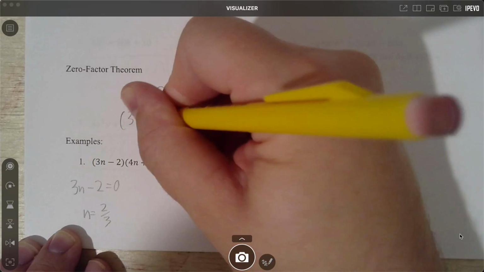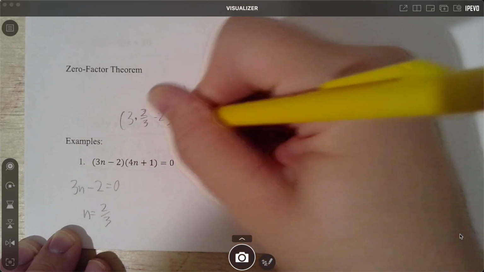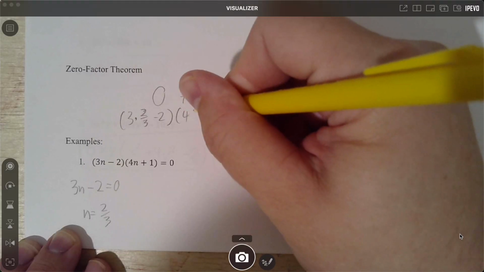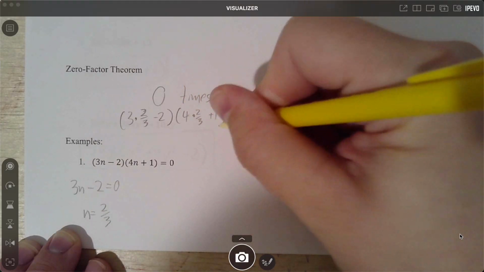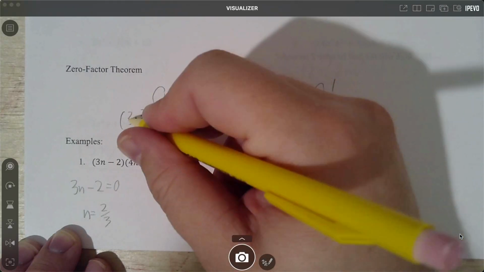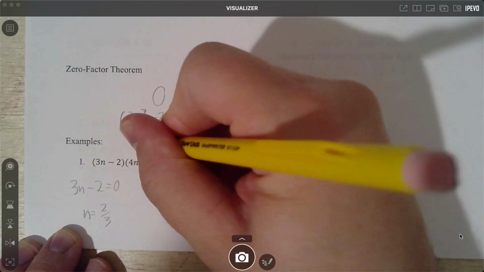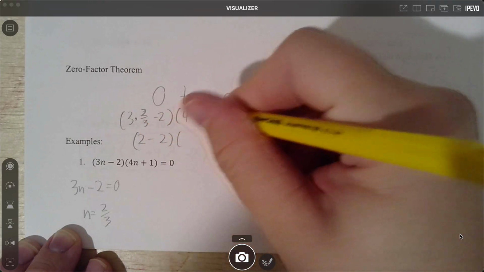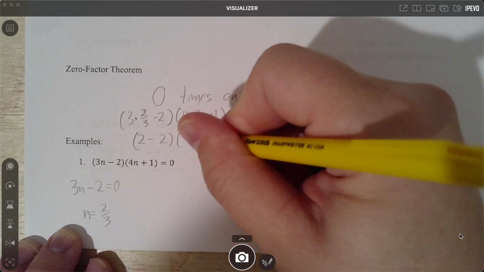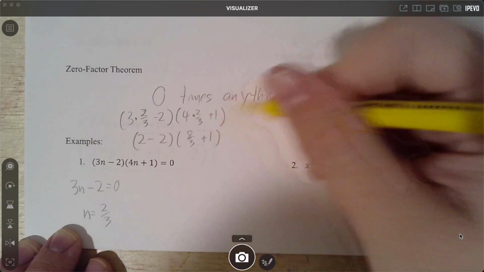3 times 2/3 minus 2 times 4 times 2/3 plus 1. We're trying to figure out what that equals. Well, 3 times 2/3 actually is 2. You can use your calculator to verify that. Now, 4 times 2/3 is unfortunately 8/3. And then I still have the plus 1.